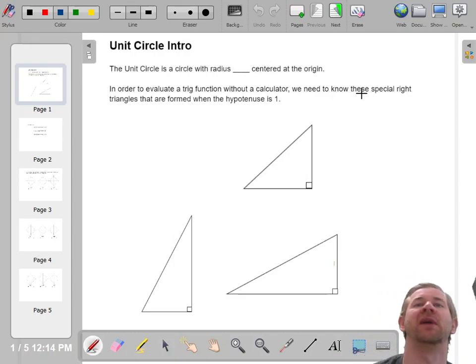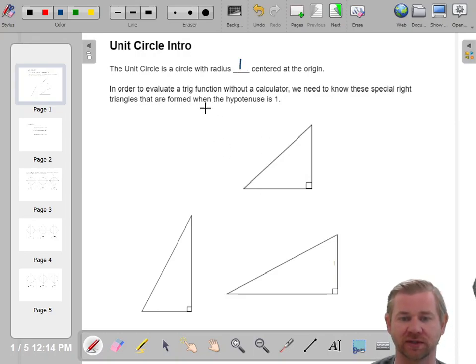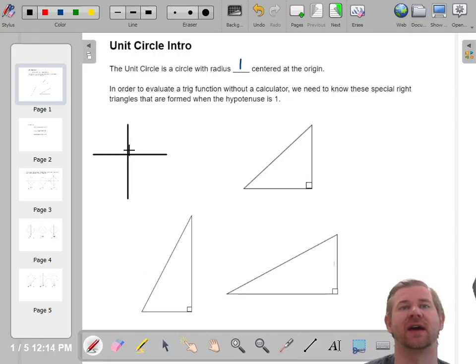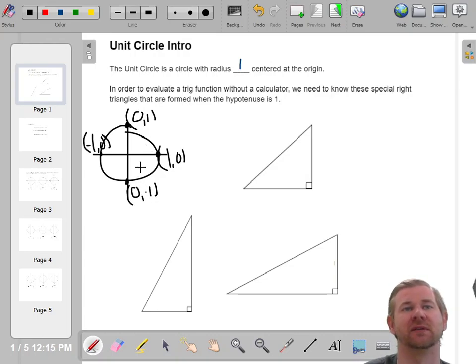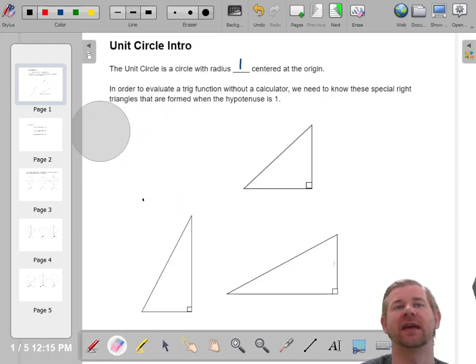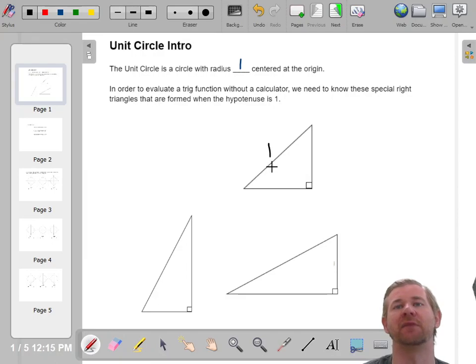So the first thing, just as a reminder, the unit circle is a circle with radius 1 centered at the origin. So if you want to visualize it, if you have a circle that's got radius 1, looks something like that, that means the right side would be at (1, 0), and the top would be (0, 1), (0, -1), and then this would be (-1, 0). So the radius of the circle is 1. Now, if the radius of the circle is 1, and I'm going to construct triangles, then the hypotenuse of all of these triangles is 1.